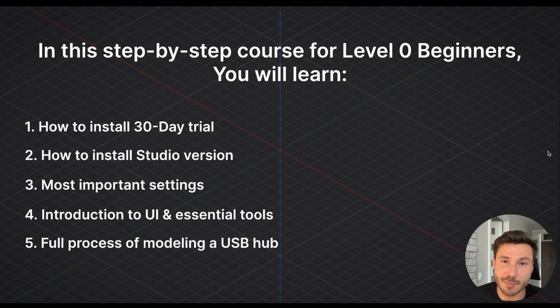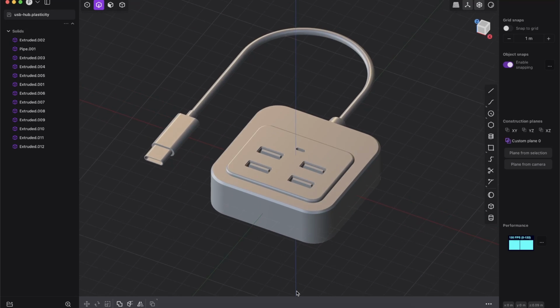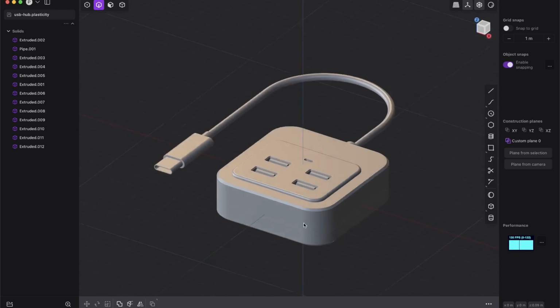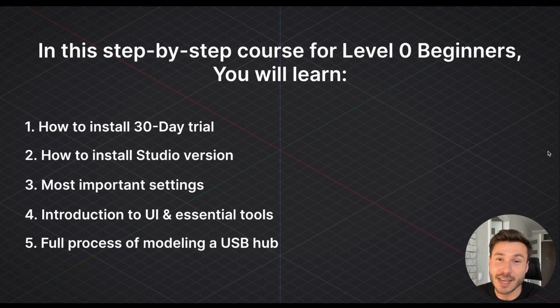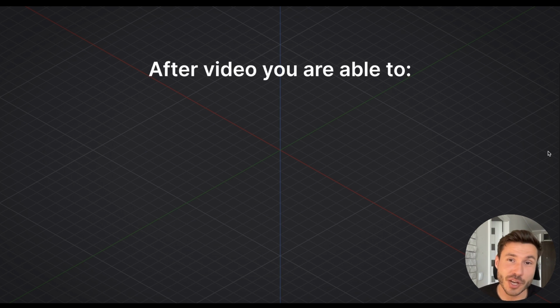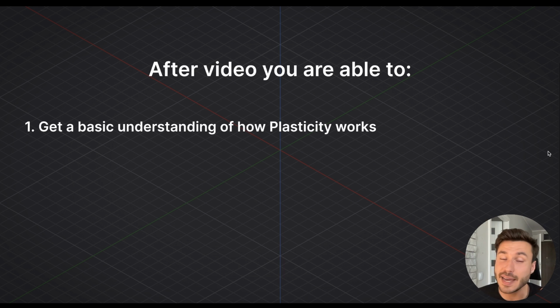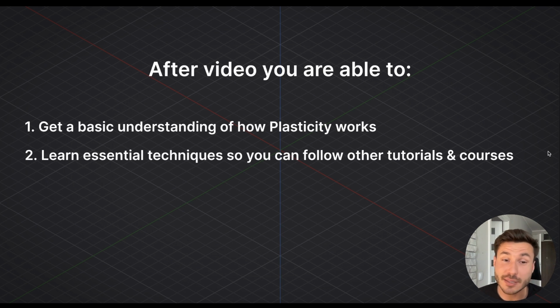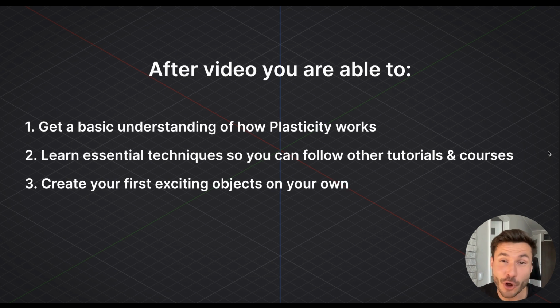And then as the main part, you will learn the full process step by step of modeling your first product, a USB hub. It will be so much fun, and you will see how quickly you can create amazing 3D objects. After watching this free course, you will have a basic understanding of how Plasticity works. You will learn the essential techniques so you can follow other tutorials and courses, and you will be able to create your first exciting objects on your own.